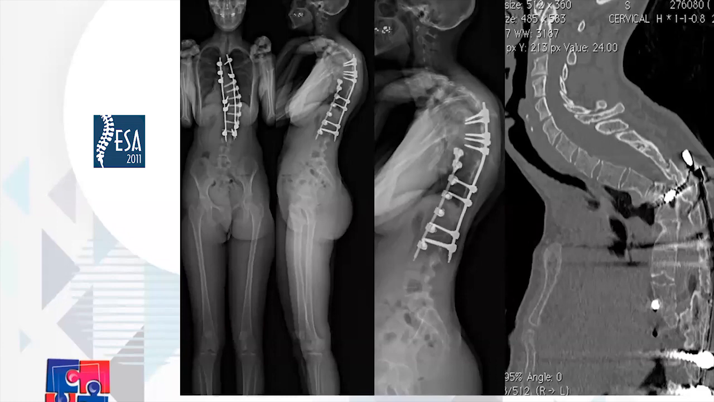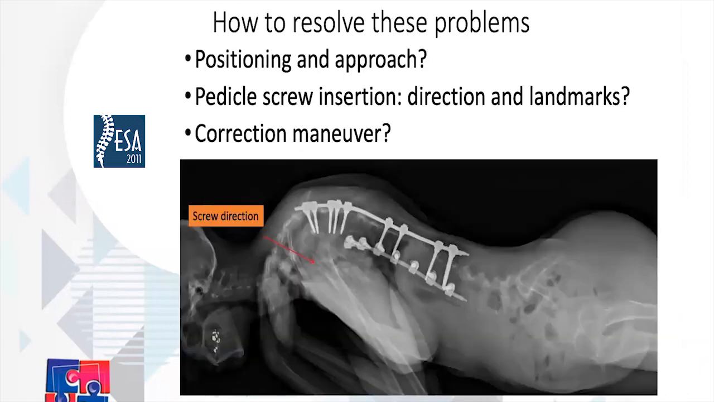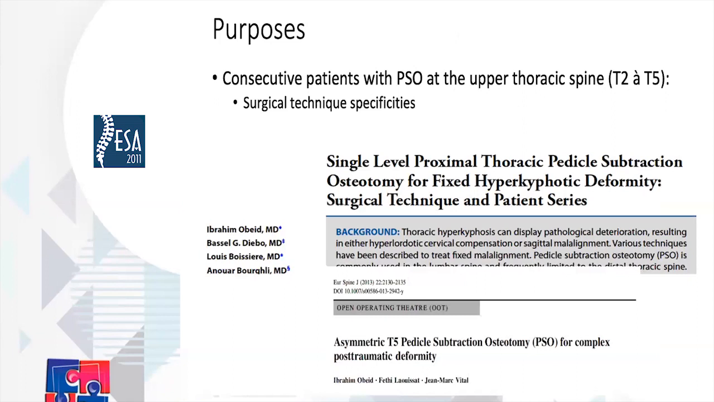During surgery, we may face many difficulties, starting from positioning to approach, then to find the direction for the upper thoracic screws, and ending with the correction maneuver. And of course, how to control the resection. We described a specific technique for PSO at the upper thoracic spine using navigation and external maneuver of correction with Mayfield frame. Here you can see the two references for that.